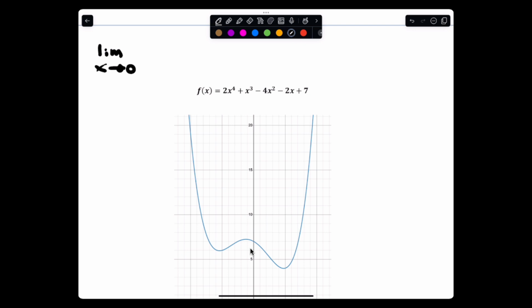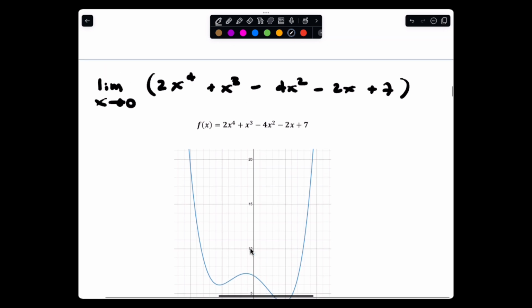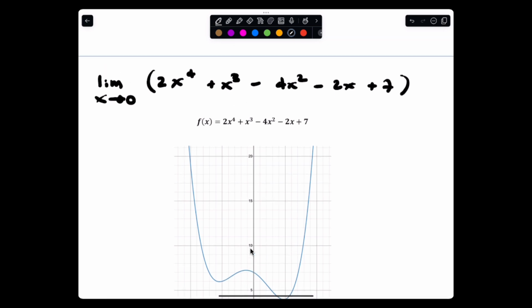Well, 2x to the fourth plus x cubed minus 4x squared minus 2x plus 7. And you go, you just asked me to evaluate a limit? Do you want me to do the numerical approach? No. Do you want me to do the graphical approach? Meaning, did you graph polynomials in pre-calculus?